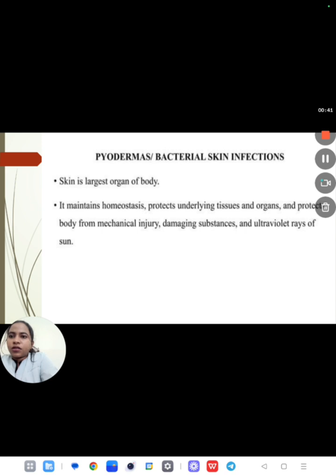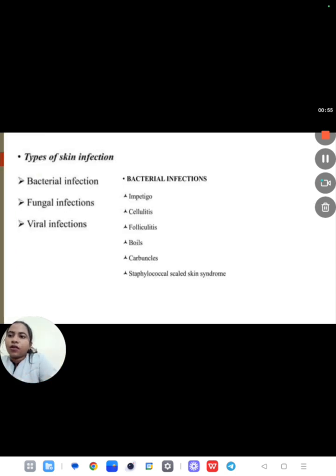Moving to pyoderma, bacterial skin infection. Skin is the largest organ of the body and it maintains homeostasis, protects other tissues and organs from mechanical and damaging substances and UV rays from the sun. The types of skin infections are bacterial, fungal and viral. The bacterial infections are impetigo, cellulitis, folliculitis, boils, carbuncles and SSSS syndrome.